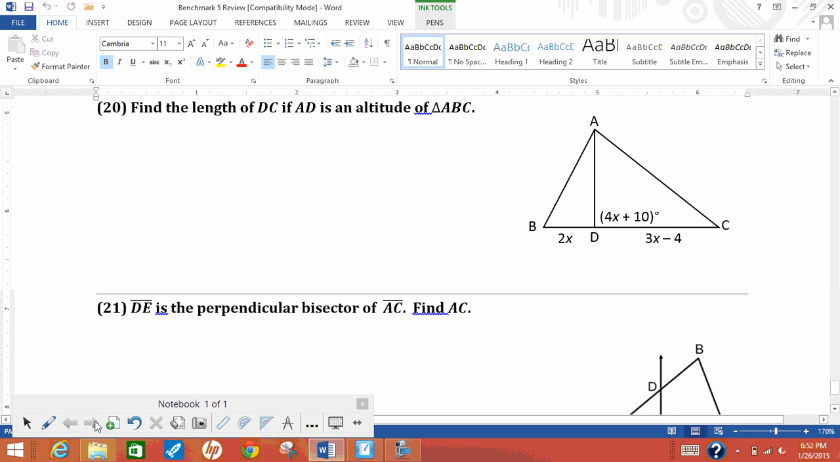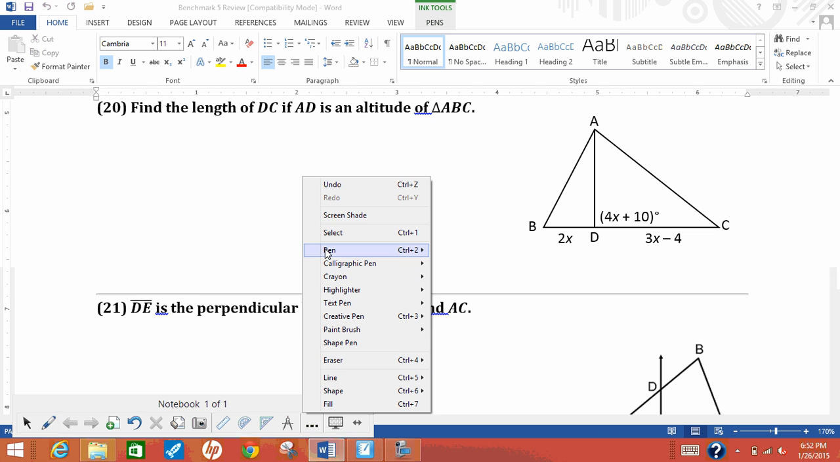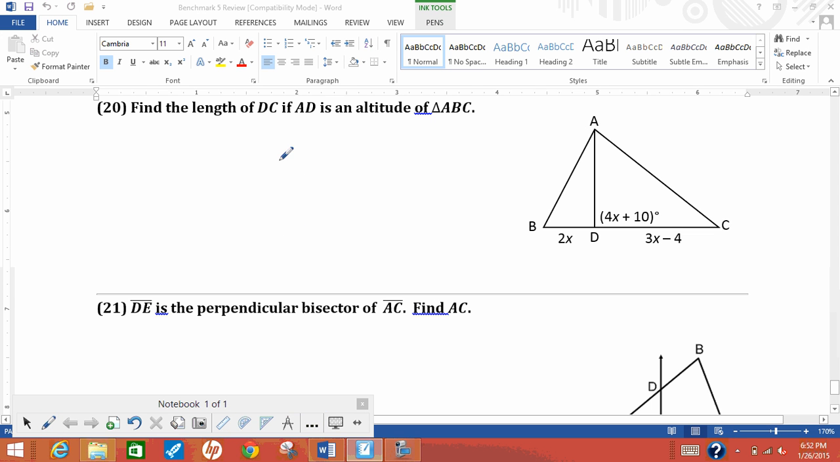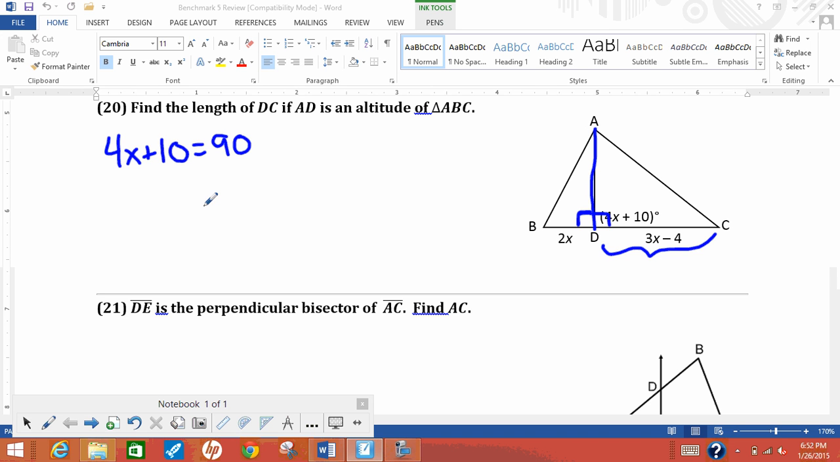Two more problems here. Here we want to know the length of DC. That's that length. If AD is an altitude, well, we need to remember that an altitude makes a right angle. So that means that this 4x plus 10 is equal to 90 degrees. And that's going to help us find x. Subtract 10 from both sides and divide by 4.